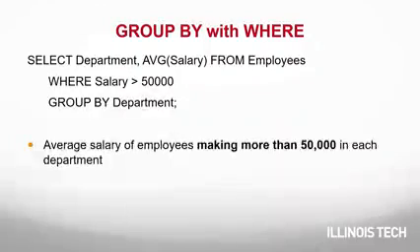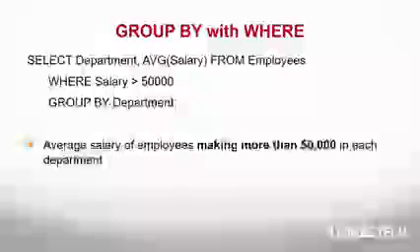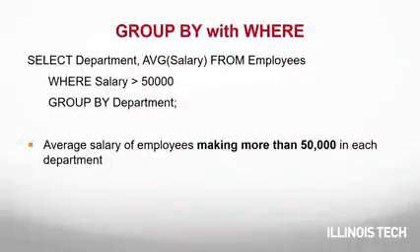Now, we don't have to group only on all of the data. We can also use a where clause to specify we want to do grouped aggregation only on a subset of the data that matches a particular condition. So we might say, select department, average salary from the employees table, where salary is greater than $50,000. So only look at the employees whose salary is greater than $50,000, group by department. So now we'll get, for each department, the average salary of the employees making more than $50,000 in that particular department.